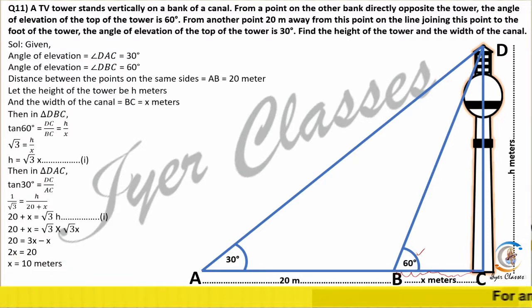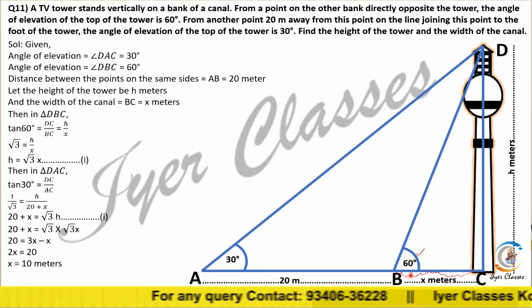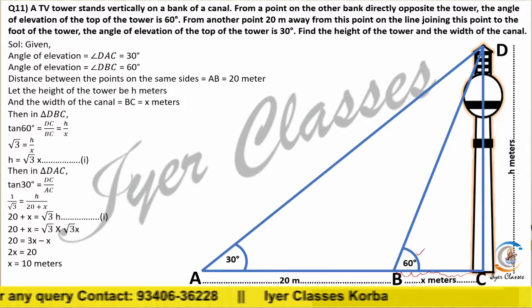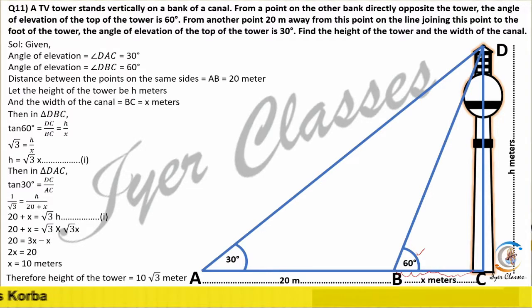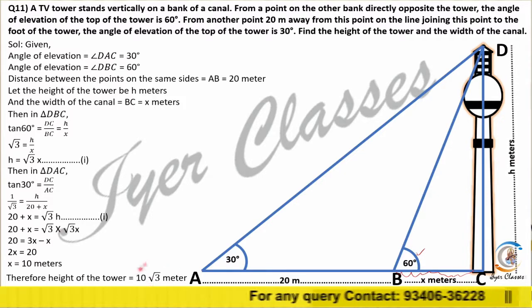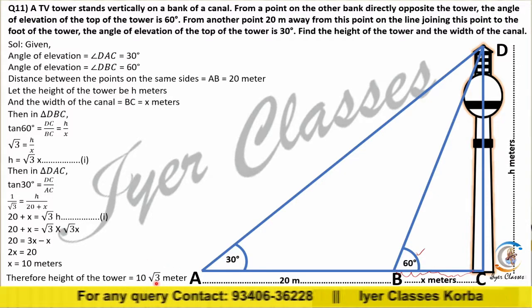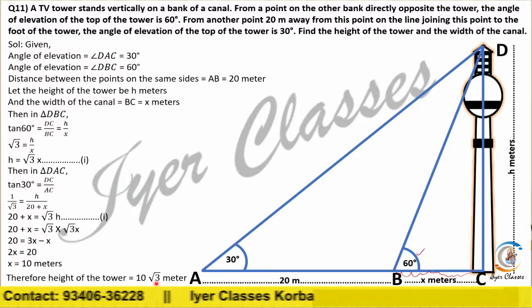Okay, now this is the width. And next, you already know, according to equation 1 which we have already calculated, that h is equal to root 3 times x. So, what is the height of the tower? The height of the tower is equal to root 3 times x. So, it is equal to 10 root 3, right? Okay, now you know the height of the tower as well as the width of the river.